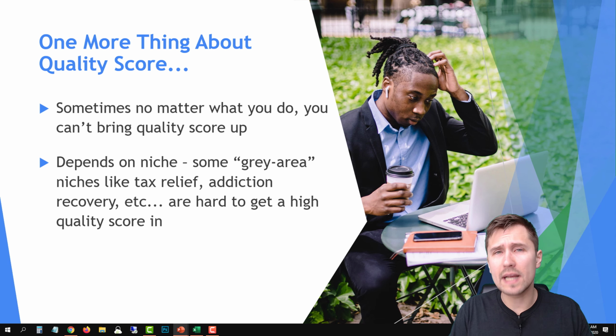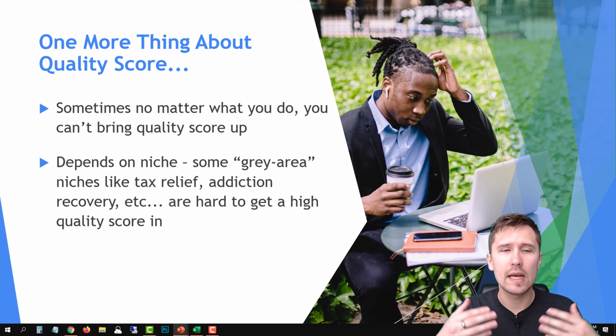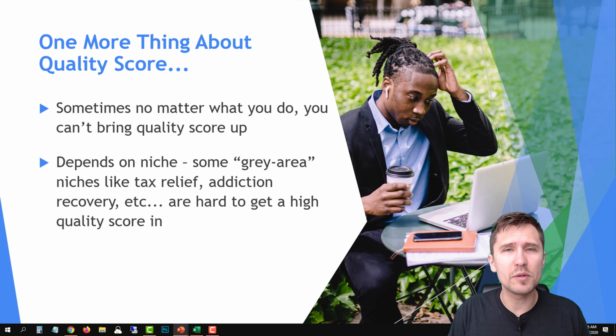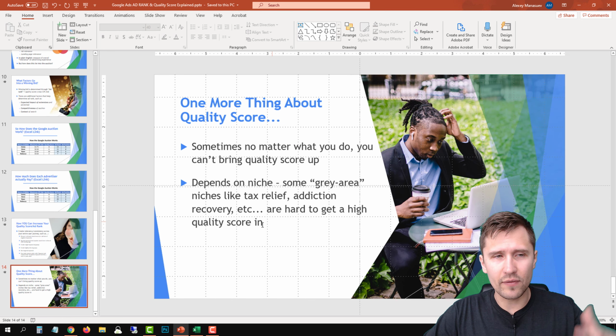So if you guys are promoting some of these gray niche areas on Google or Microsoft and you can't seem to bring your quality scores up, don't worry too much. As long as you're making conversions, as long as you're seeing a profitable campaign and slowly optimizing it, that's the best you can do. Sometimes you can't do better than that. So that's what I wanted to show you. And that is pretty much it, guys, for this video.